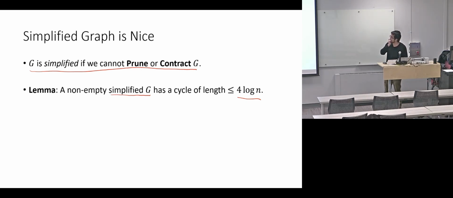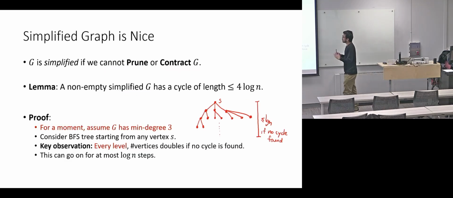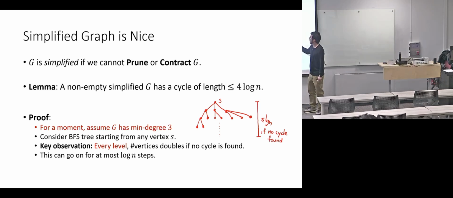Why is this the case? Just for a moment, before I prove this statement, assume that the graph G actually has mean degree 3. We know that the simplified graph has mean degree at least 2. There's no degree 1 node, but there can still be some nodes with degree 2, but let's say that the mean degree is even 3. Now just imagine that you start BFS from some node S. Because the mean degree is 3, the first step has at least 3 children. Every node after that has at least 2 children because the degree is 3, so it has one parent and at least 2 children. It might have more than 2 children.